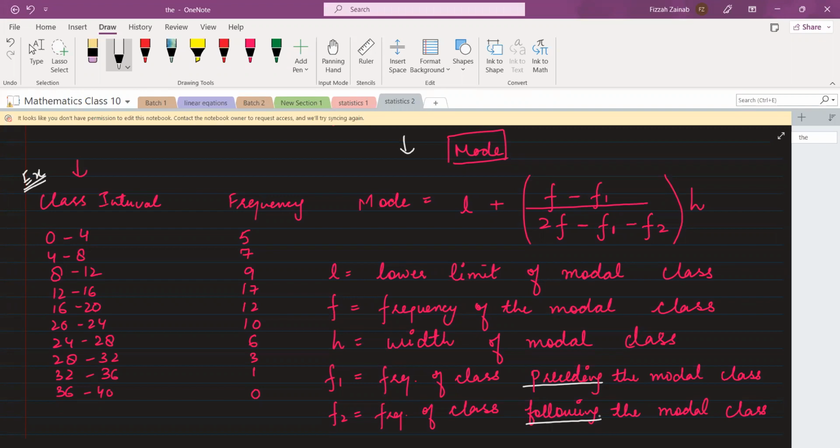Okay, Hamna, tell me one thing. This chapter is over in your school, right? Yes, ma'am. Okay, so have they also taught the grouping method for finding the mode or just the formula? No, just the formula. Okay, fine.